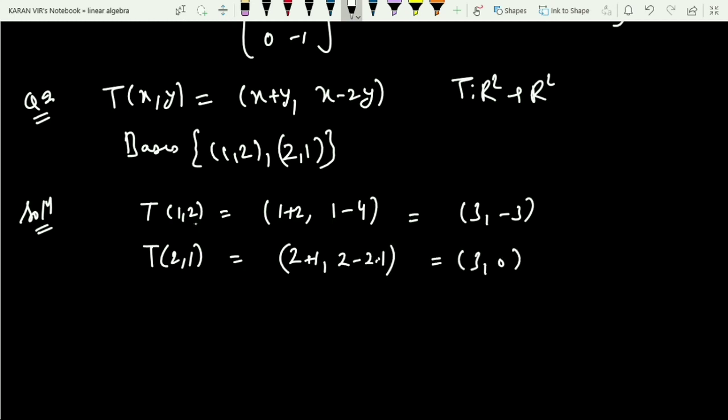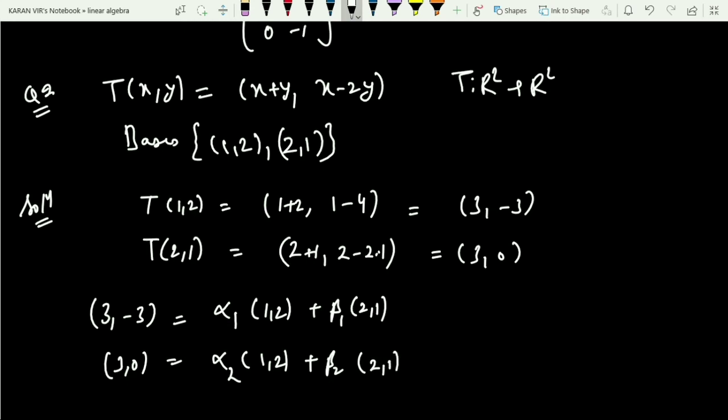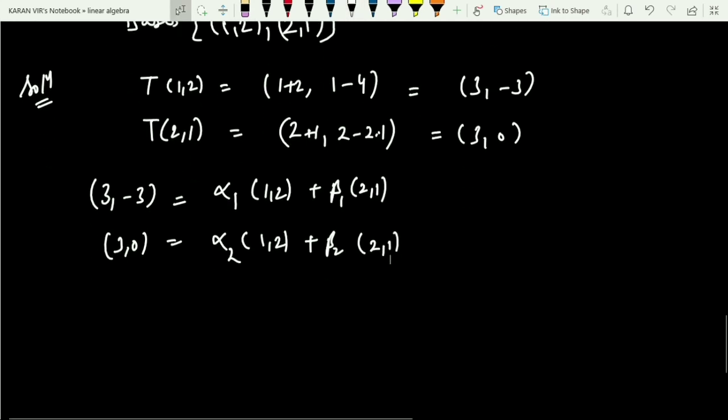Now what is our next task? Next task is to write (3, minus 3) and (3, 0) as a linear combination: alpha 1 times (1, 2), plus beta 1 times (2, 1). Similarly, alpha 2 times (1, 2) plus beta 2 times (2, 1), correct. Now you can easily find these through hit and trial even. So let us see how we can find it by hit and trial.